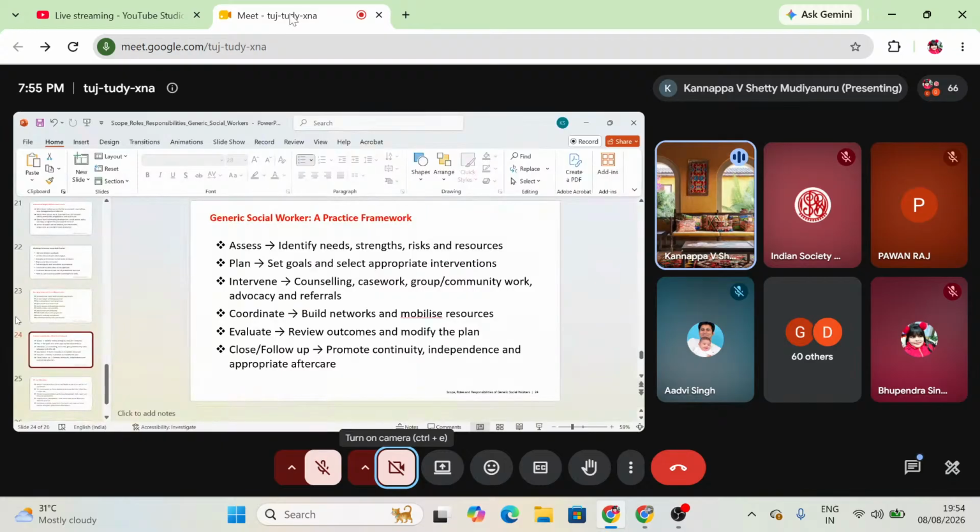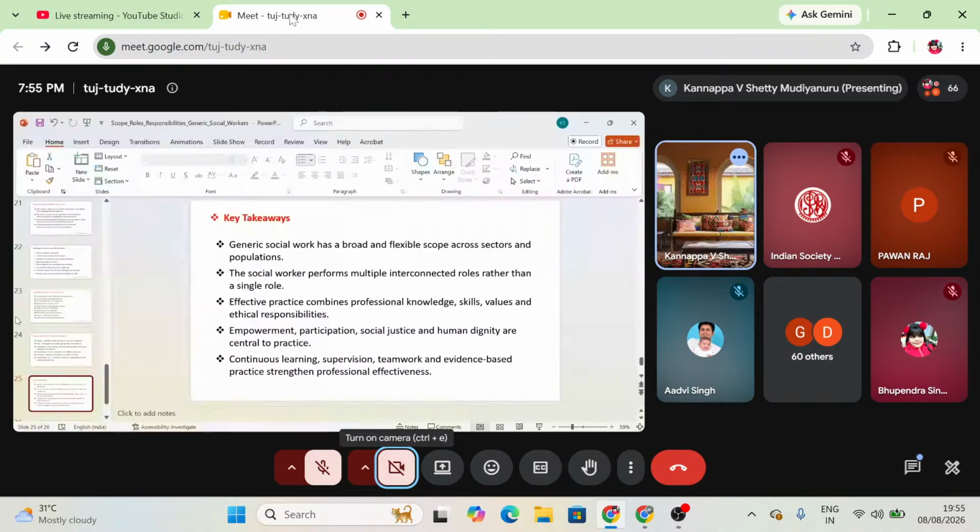And what is the framework for generic social workers, especially for practitioners? Assess, very important. Plan, intervene and coordinate, evaluate, close or follow up. So this is a kind of framework for generic social workers wherever they would like to practice it.